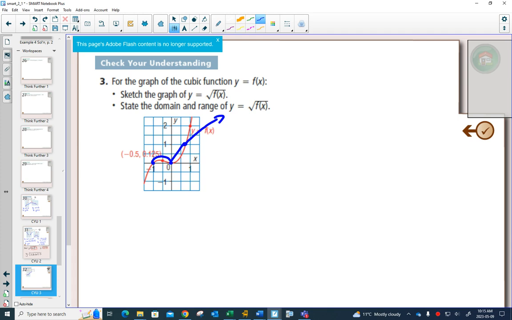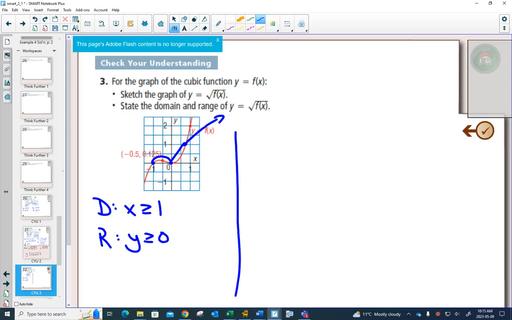As far as this question, it asked for the domain and range. The domain here, x is bigger than or equal to 1 on the blue graph, because you can't square root the negative. And the range, y is bigger than or equal to 0. All of the questions in the textbook so far have given you the graph. So we're going to do another example here.